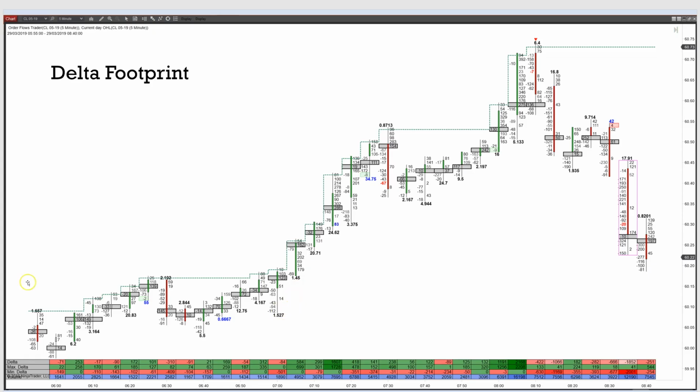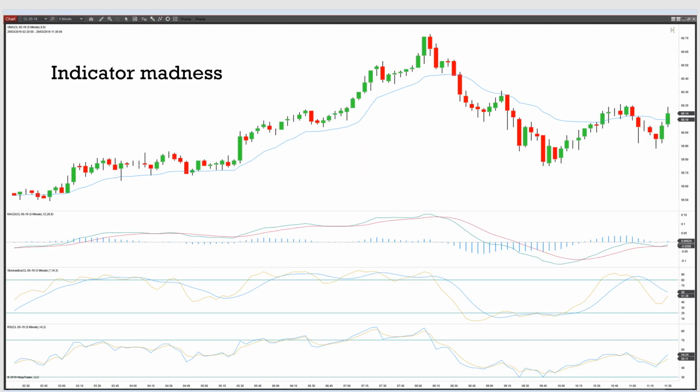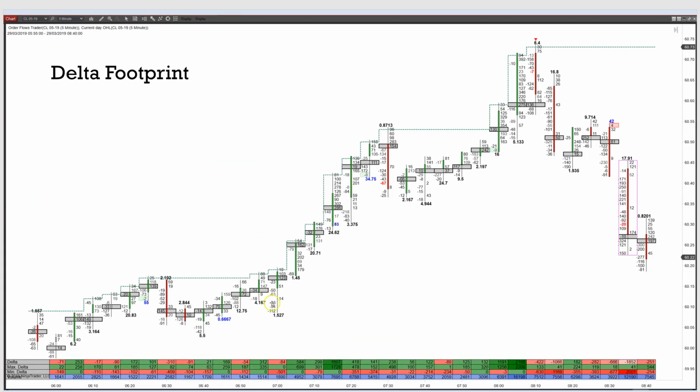Now it's not a different indicator in the sense of, well, I got RSI, MACD, stochastics, moving average. It's information. It's market generated information that you can make a decision from.